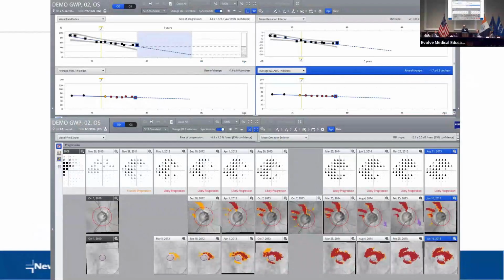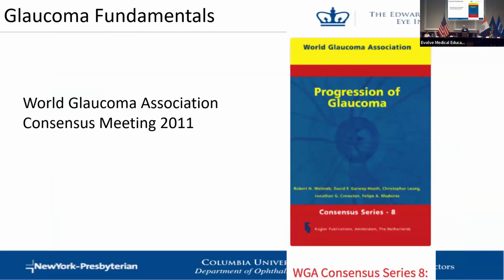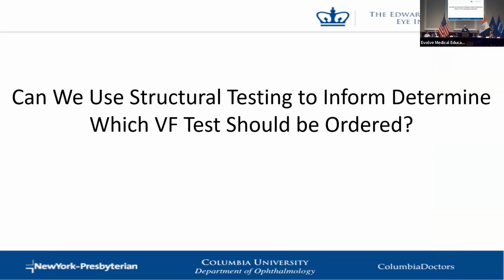Of course, we can combine structure and function together and look at those analyses all at the same time. You perform corroborative analysis of the field and the OCT just to confirm that the progression is occurring. And of course, there's ample information about this in the literature. This is another consensus meeting from 2011. These are fundamental basic principles of progression.